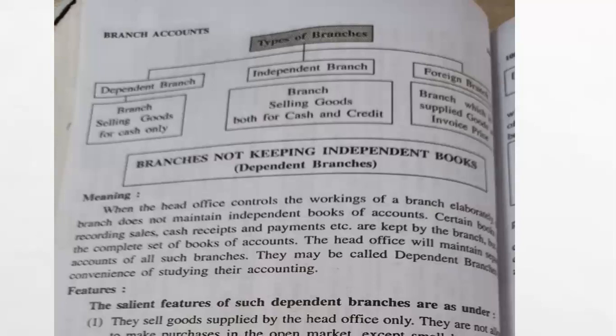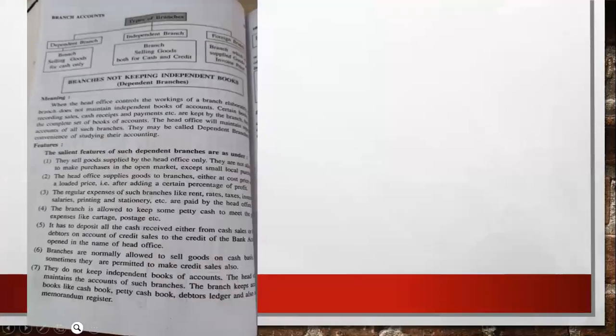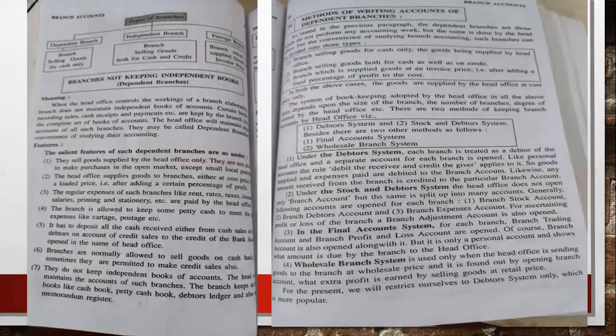First is dependent, which does cash sales only. Second is independent, which sells for cash as well as credit. And foreign branches purchase goods on the invoice price. Okay, so these are the main types of branches. These are the features.